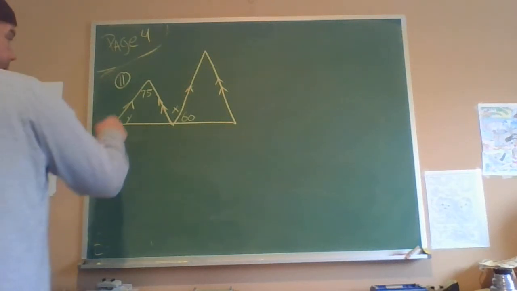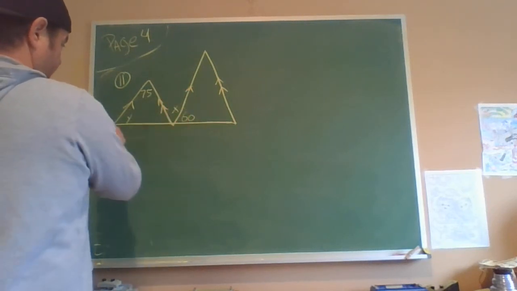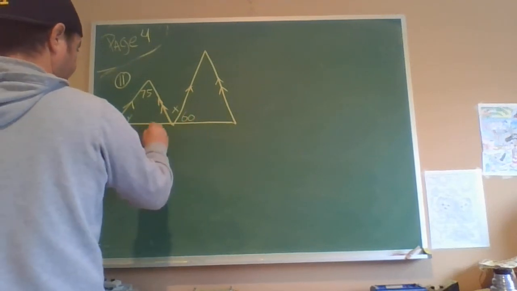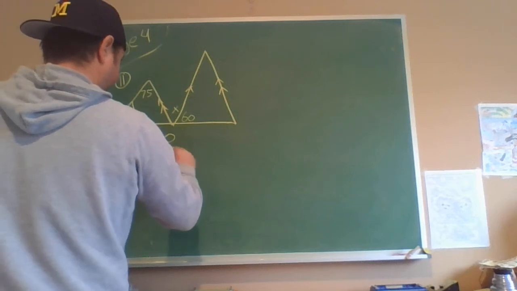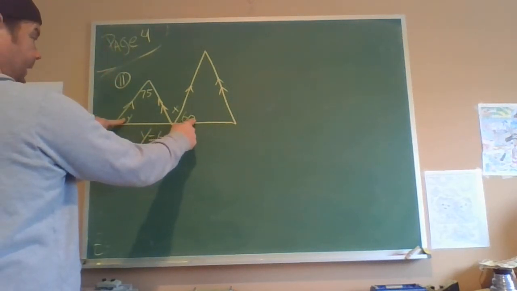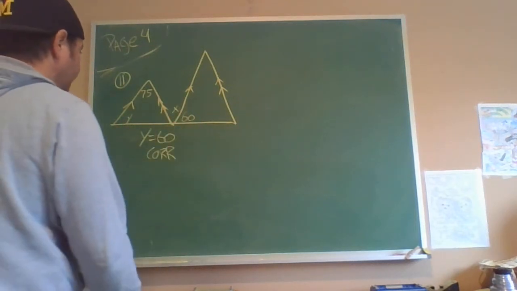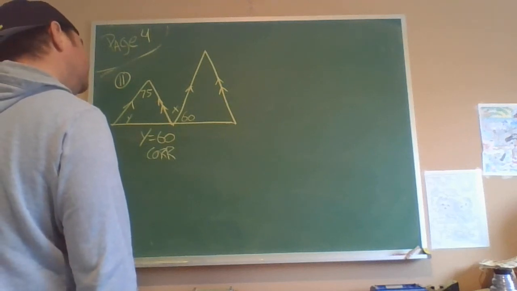Oh, okay, well, if this is parallel to this, along this transversal, then y and 60 are corresponding. Okay, so y is equal to 60 because it's a corresponding angle with this 60 degree angle right here.